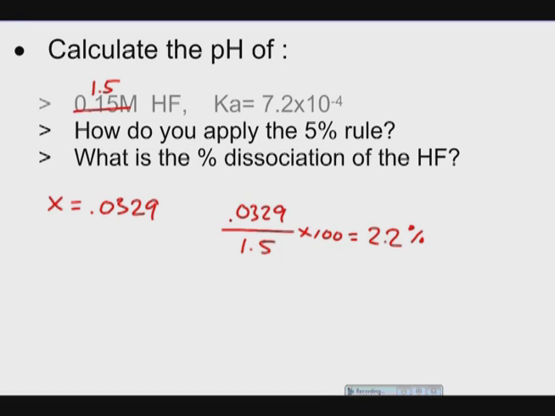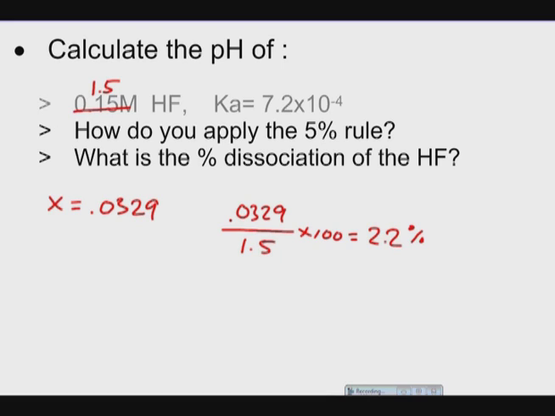Now, if you end up being 5% or bigger than 5%, then you have to solve the quadratic. That's really the only difference. Do you have to solve the quadratic or not? In this case, we didn't need to do it. My original concentration, 0.15, actually turns out to come out to about 6% or 7%, which means I would have had to go back and solve the quadratic. So that was my little typo error there. That simplified our calculations on this example.